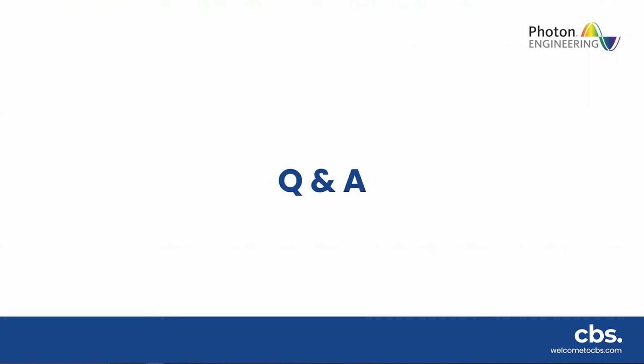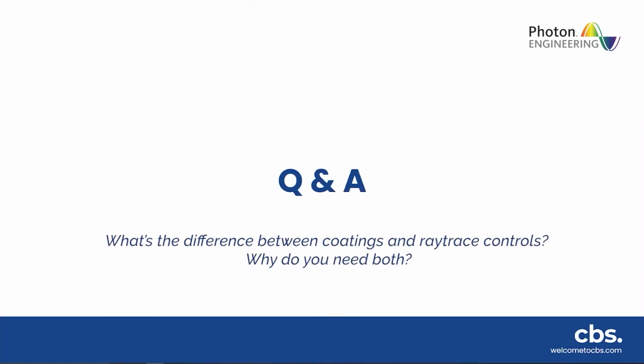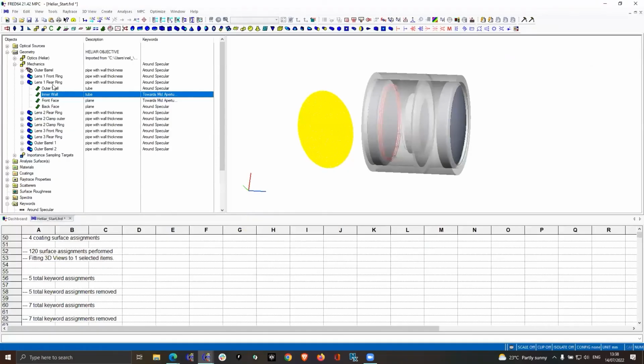Someone asked, what's the difference between coatings and ray trace controls, and why do you need both? Ray trace controls and coatings are different in that the raytrace properties define what is allowed to happen at an individual surface, whether light is allowed to reflect or transmit or scatter or not. But this doesn't determine how much power those rays have. It only determines whether they're allowed to actually carry on to trace.